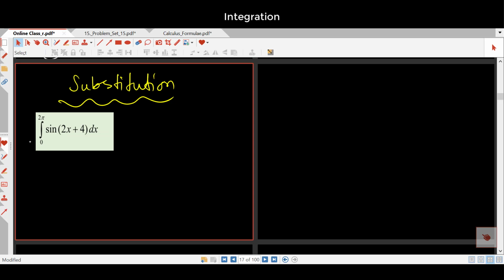This is a definite integral where we have lower bound pi and upper bound 2 pi. So forget about this definite integral. First of all, we have to solve the corresponding indefinite integral.